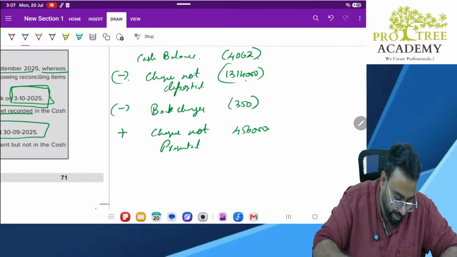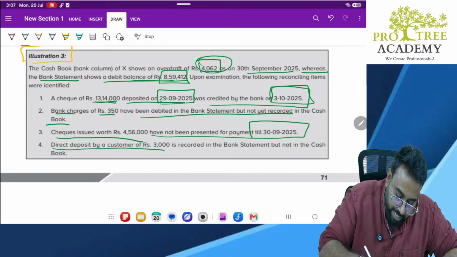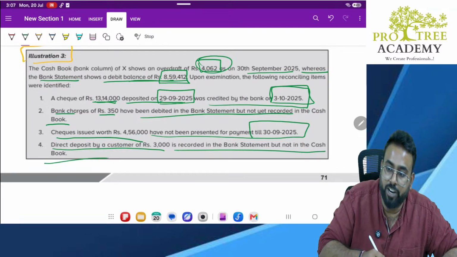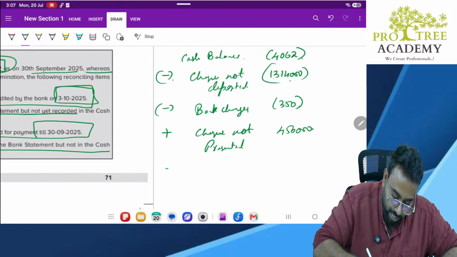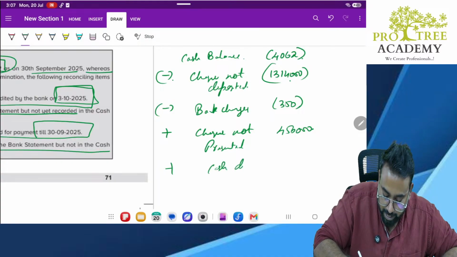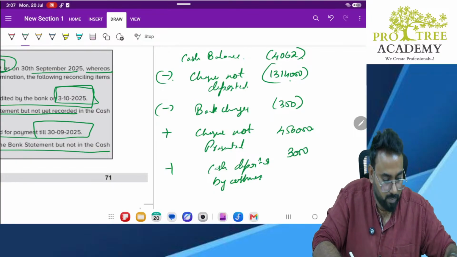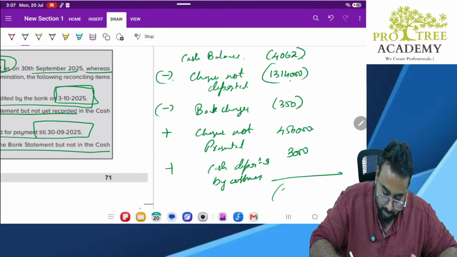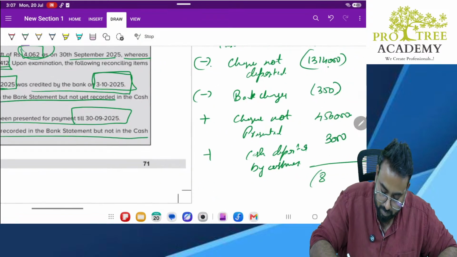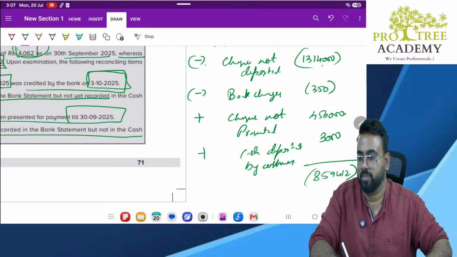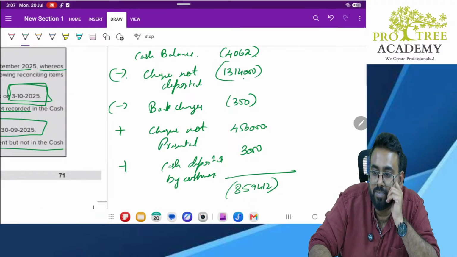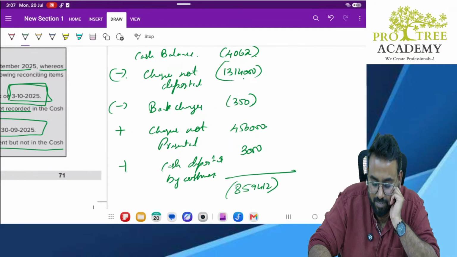Correct or no? Next, a direct deposit by customer of 3,000 is recorded in the bank statement but not recorded in the cash book. Record it. Plus, cash deposited by customer. How much? Minus. No.